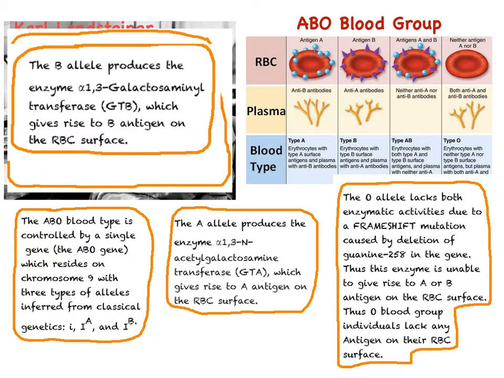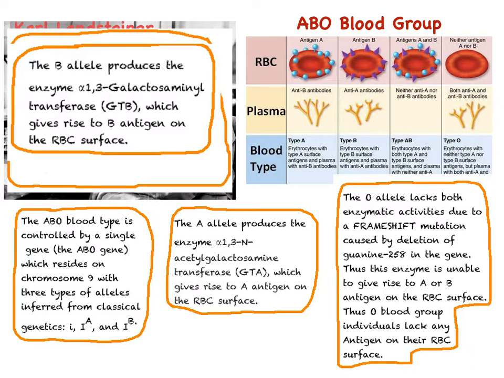Now, for the O people, the enzymes are defective. There is a mutation at guanine 255, so they do not give rise to any antigen on the RBC surface. It's a defective enzyme. It does not give rise to any antigen.